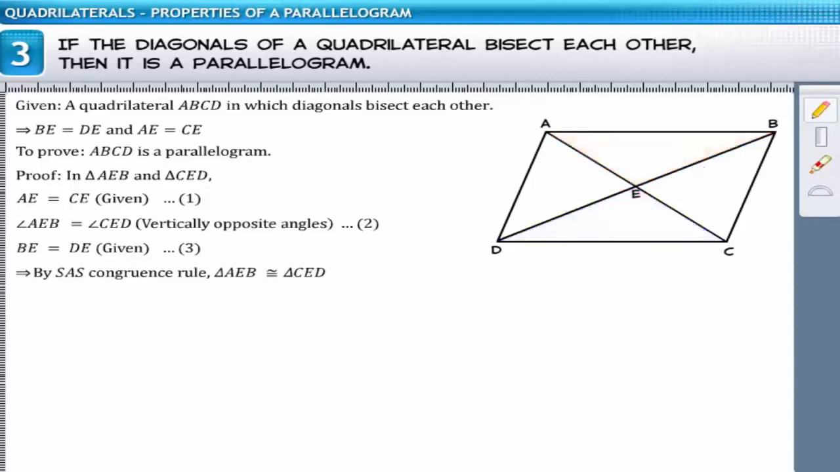Now, since corresponding parts of congruent triangles are equal, therefore, angle ABE is equal to angle CDE, which are the alternate interior angles for lines AB and DC and transversal DB. Thus, AB is parallel to DC. Also by CPCT, AB is equal to DC. Thus, in the quadrilateral ABCD, we have a pair of opposite sides equal and parallel. Hence, it is a parallelogram.